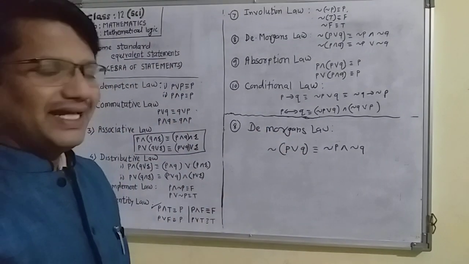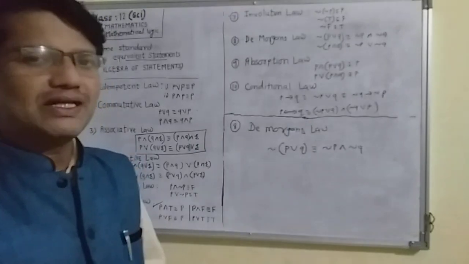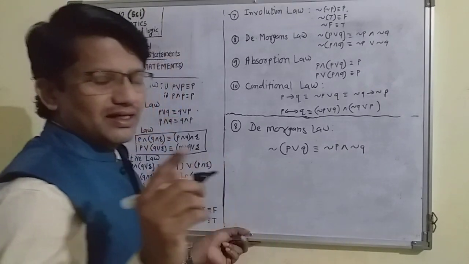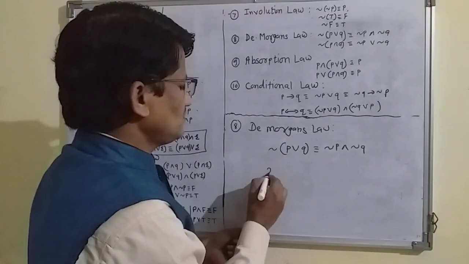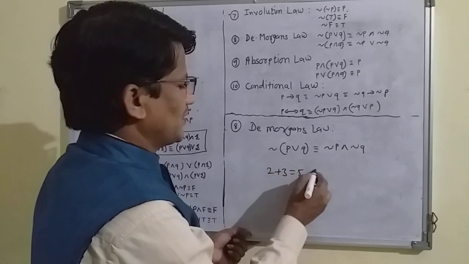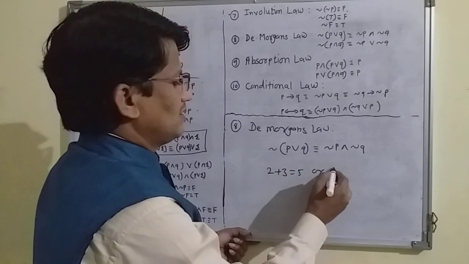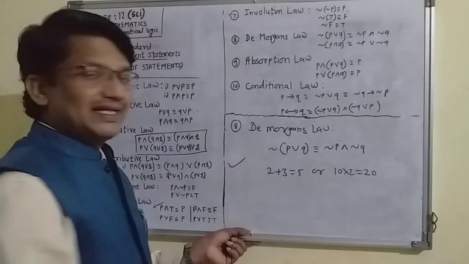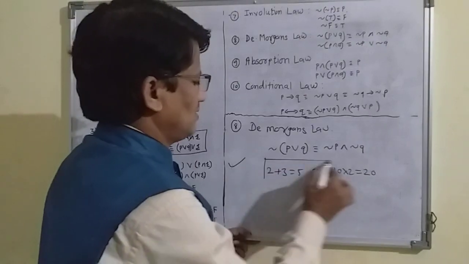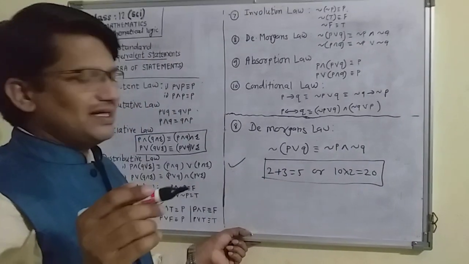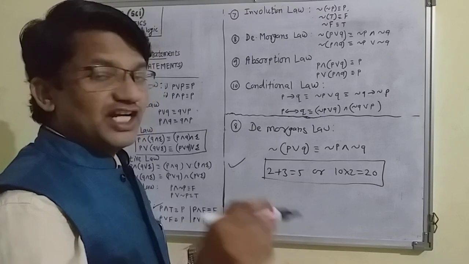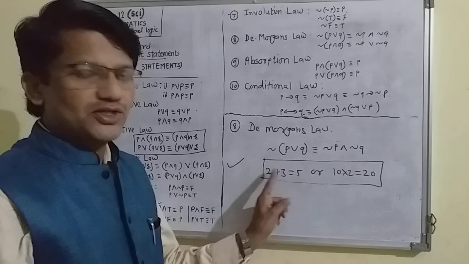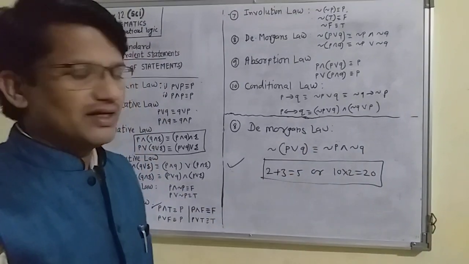Okay. In the exam, what will be the question based on De Morgan's law? Suppose I am taking one example: 2 plus 3 equal to 5, or 10 into 2 equal to 20. This total statement is given, and find the negation of this. The question may be like this. Find the negation of this total compound statement.